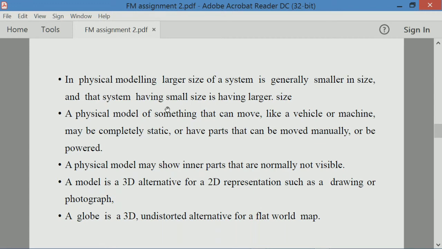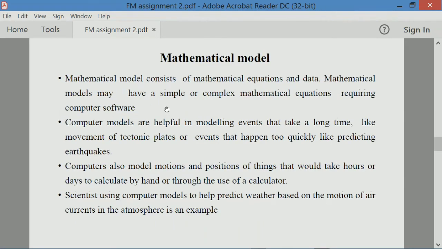So a physical model of something that can move, like a vehicle or machine, may be completely static or have parts that can be moved manually or powered. Now this is all about the system, how you incorporate these working model systems, 2D systems, 3D systems, distorted and undistorted types. Various parts of that system are to be studied. That is the thing.